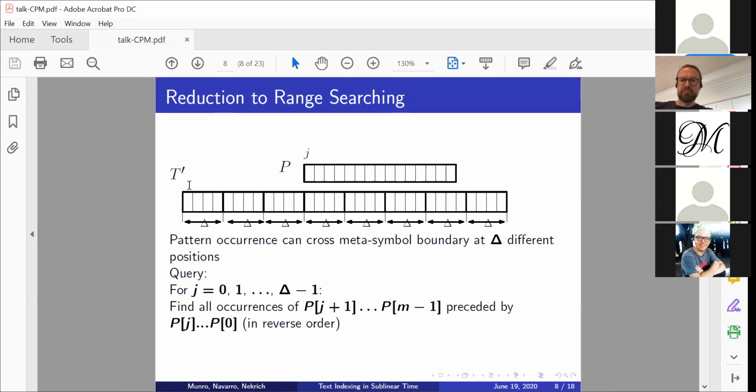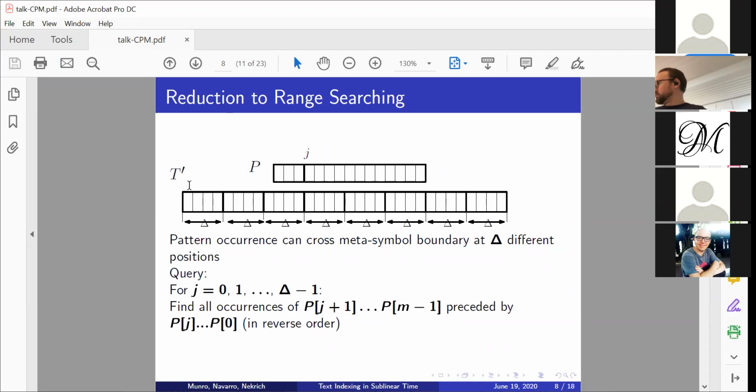So here on this slide, you can see the case when the query pattern is aligned with the meta symbol boundary. It's also possible that the query pattern starts one position to the left of some meta symbol boundary, or two positions to the left, or three positions to the left. In this example, delta equals 4, so there are just 4 different cases.